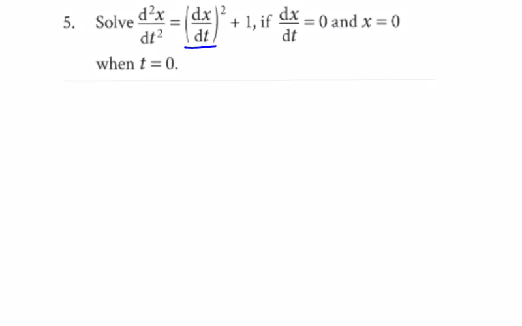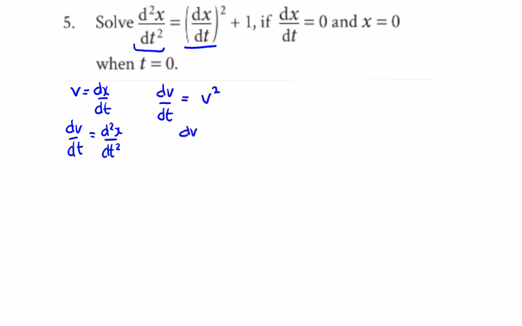Question 5, let v equal dx/dt. So now we can say that dv/dt is equal to d²x/dt², which is what they give us. So we can replace that with dv/dt is equal to, we call dx/dt v, so v squared.